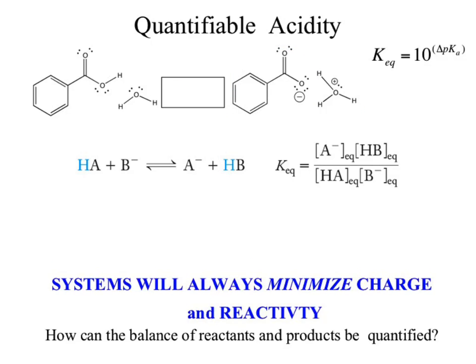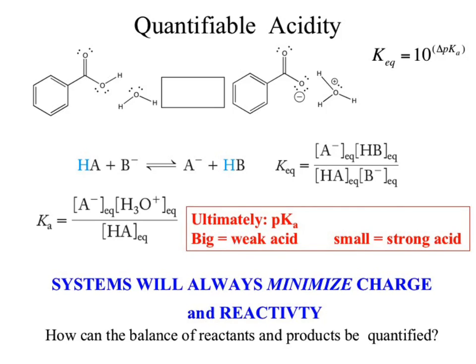So there's all the fun stuff: your acid plus your base, K, Q, your Ka, products and concentrations. Ultimately, we come to one big conclusion. A big pKa is a weak acid. A small pKa is a strong acid. How many of you remember that?